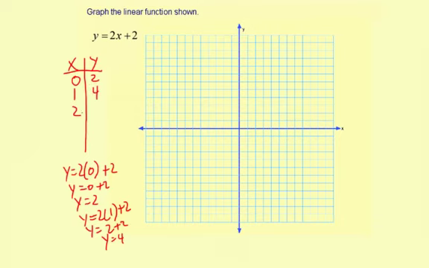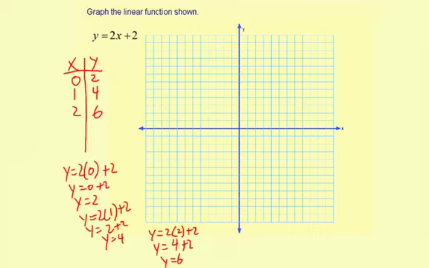Now for my input of 2, I'm kind of out of room down there. Let me put it right here. y equals 2 times the input of 2, and then plus 2 more. So y equals 2 times 2, which is 4, and then plus 2. So y equals 6. So input of 2, output of 6.